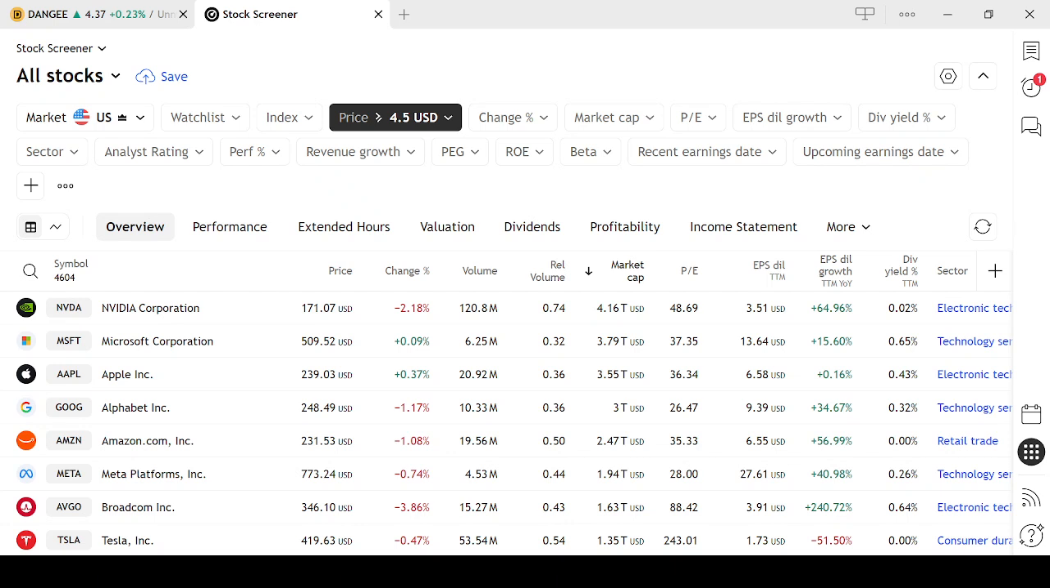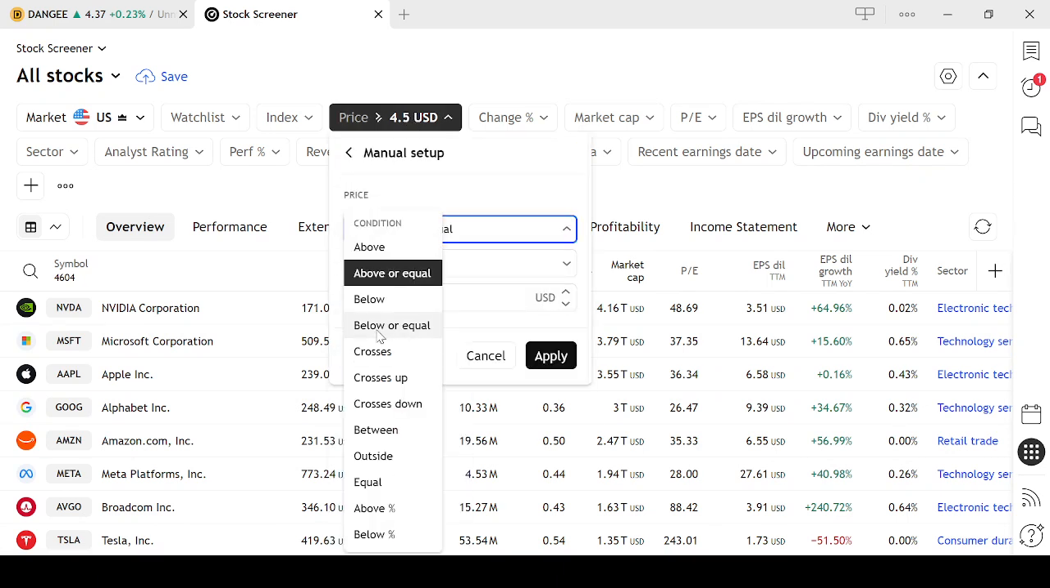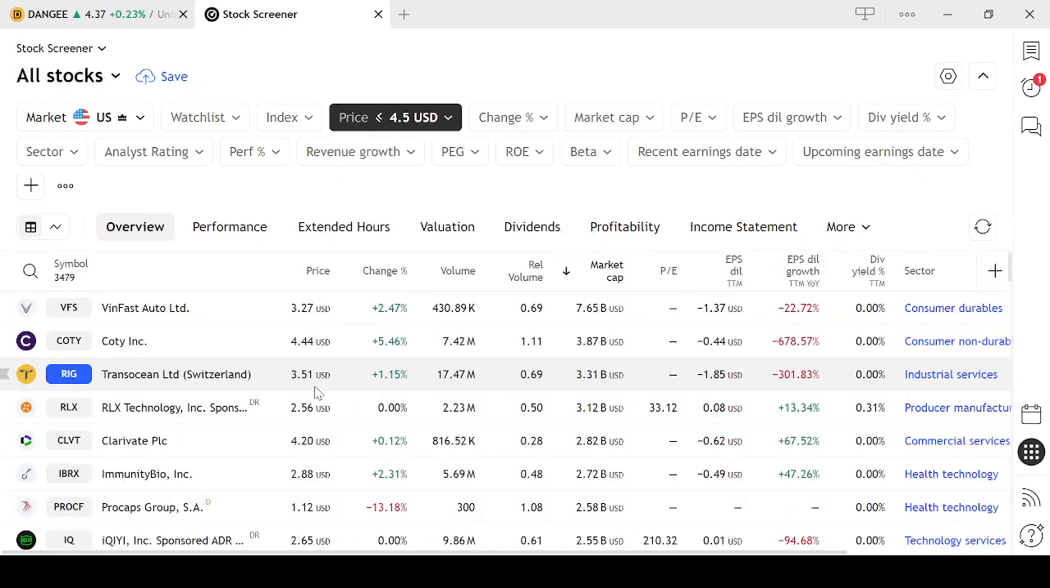Now step two would be to confirm a strong catalyst. Once you have a stock shortlist, which is this, our shortlist, you will need to verify the reason behind the recent price movement.